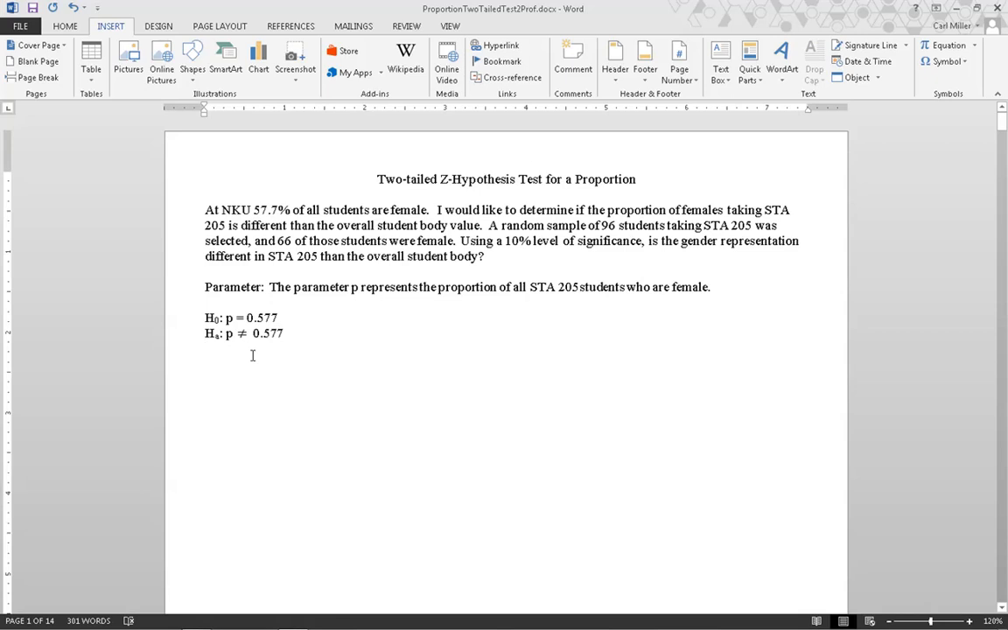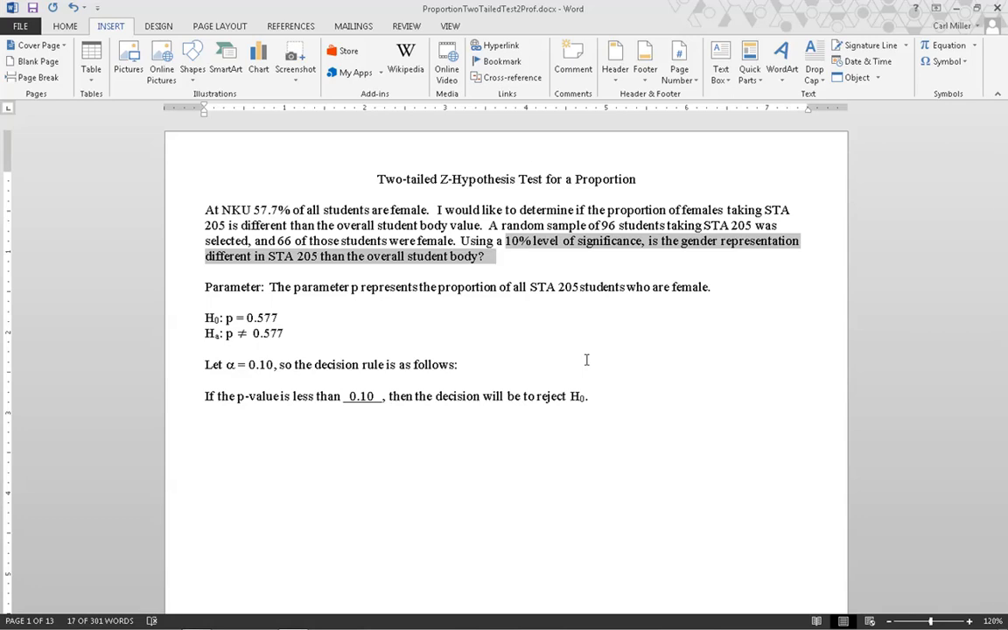The next step is to locate the level of significance and set the decision rule. So alpha is the 10% given in the exercise, so that is 0.10. The decision rule is as follows: if the p-value is less than or equal to 0.10, then the decision will be to reject H sub 0.